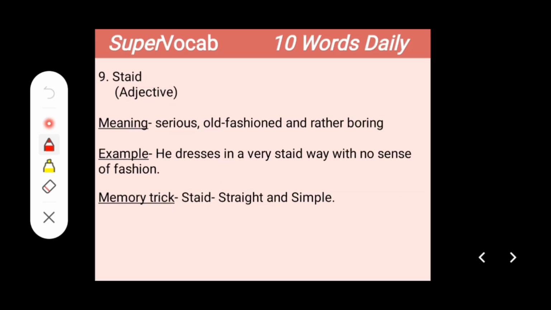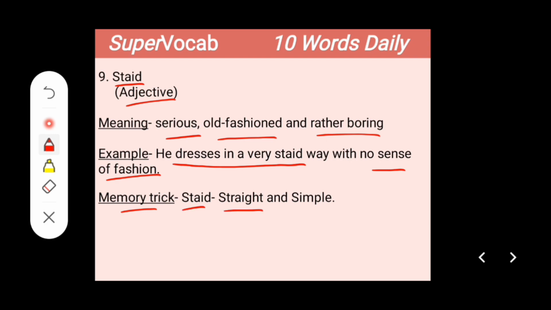Okay, so the next word is staid. Staid is an adjective and it means serious, old fashioned and rather boring. So something or someone which is very dull and old fashioned or very serious, it is staid. So the example is he dresses in a very staid way with no sense of fashion. And how to remember this? So staid sounds similar with straight, and you can just remember staid, straight, staid and straight. So staid means straight and simple.